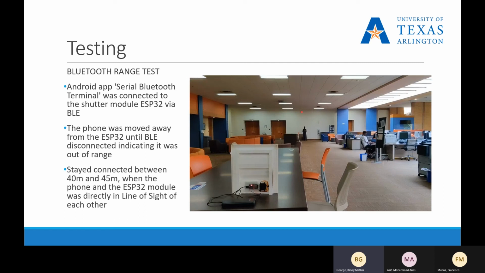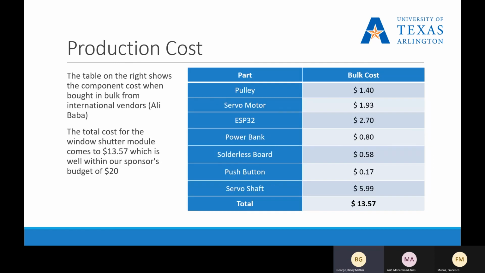Here in this video, we see Asif able to successfully send a BLE command from his phone to the shutter. He did this from a distance of about 35 meters. Coming to the production cost, our module design costs only $13.57 when bought in bulk from international vendors. This was well under our $20 budget.